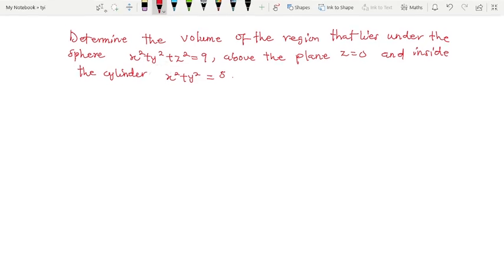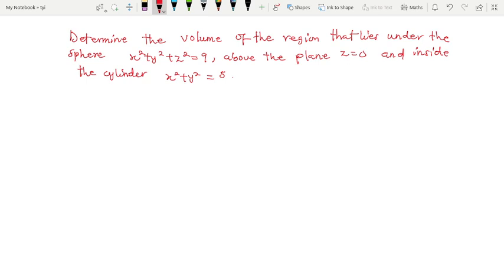In this video, I have a problem in double integrals over polar region. So here, it said determine the volume of the region that lies under the sphere x squared plus y squared plus z squared is equal to 9, above the plane z is equal to 0 and inside the cylinder x squared plus y squared equals 5.